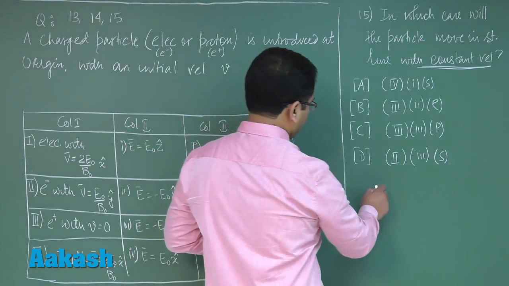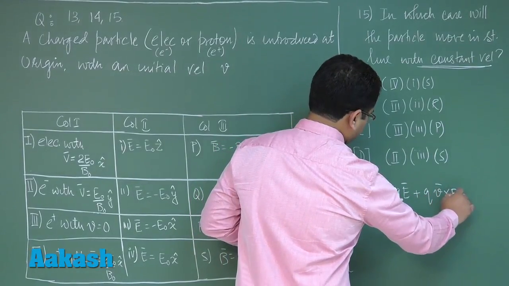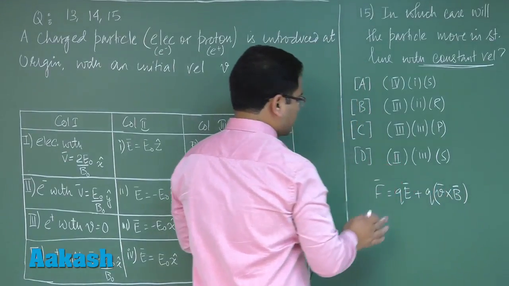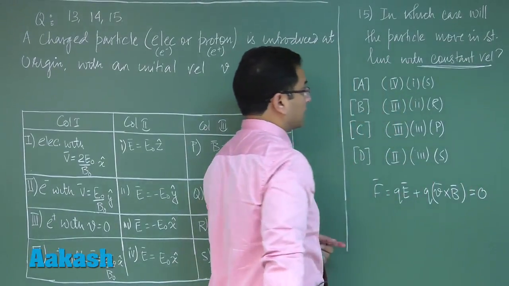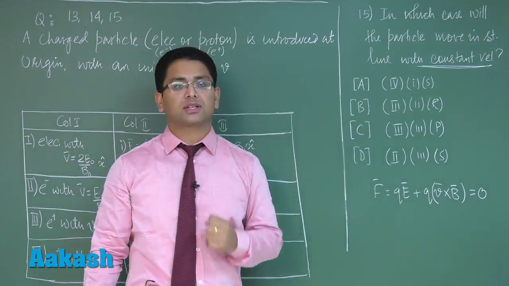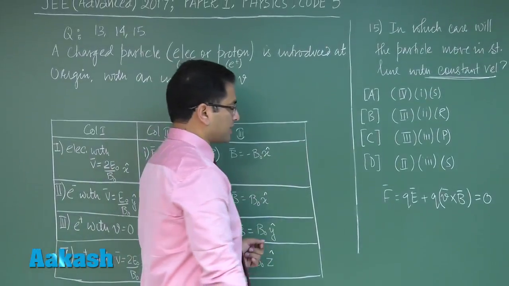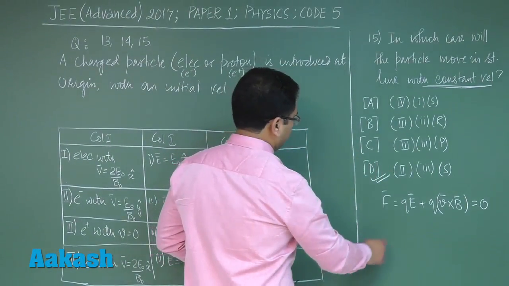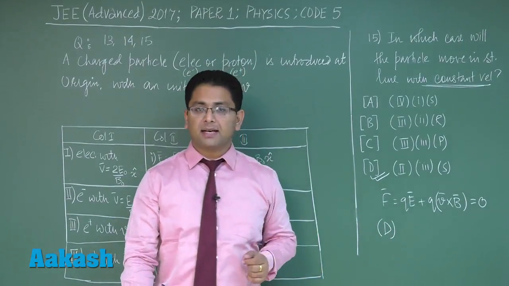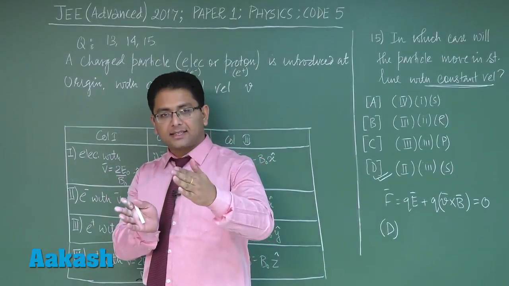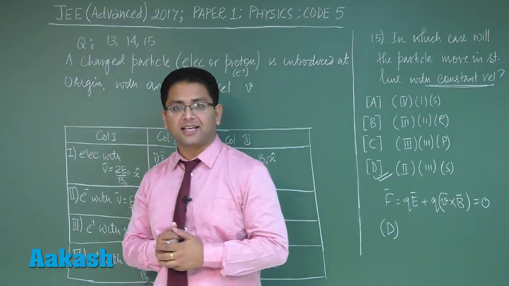And the net force here is quite obviously qE plus qv cross B. Whichever given condition finds this force equal to 0, that will ensure the particle would move with constant velocity. So it's a very straightforward question. You solve with all these given possibilities. Option number D would come out to be correct. So D is the correct option for question number 15. So we end this particular table, and the next triad of questions, number 16, 17, 18, is also of the same variety. Let's move on.